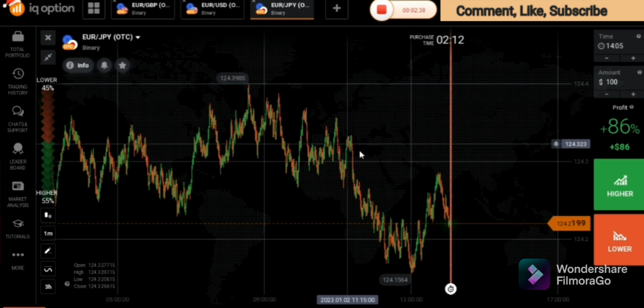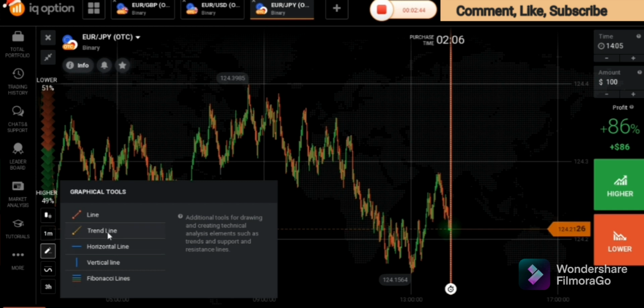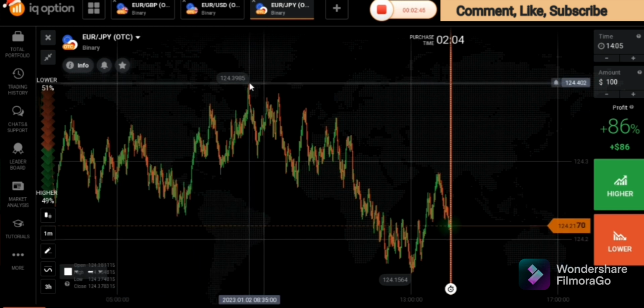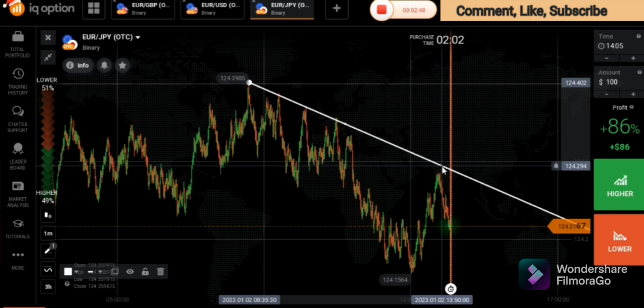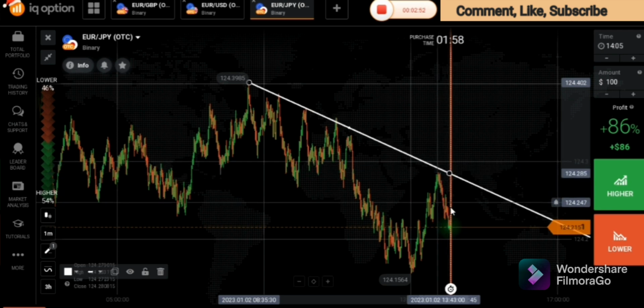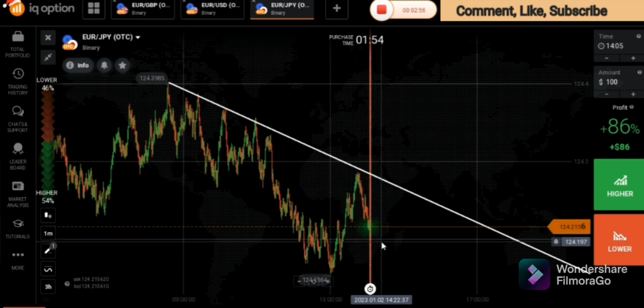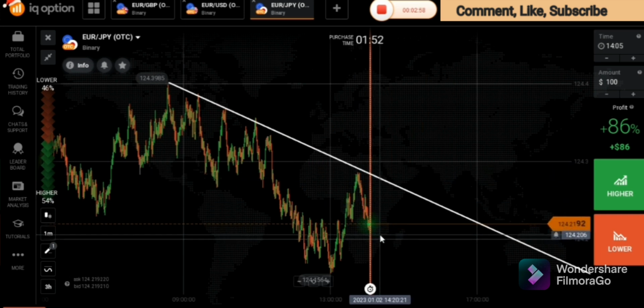But that being said, let me try to draw some key levels so we can understand something better. So let me see, let me draw a trend line here. Okay, this is a trend line. This is where the market just got to, and it is currently falling down.